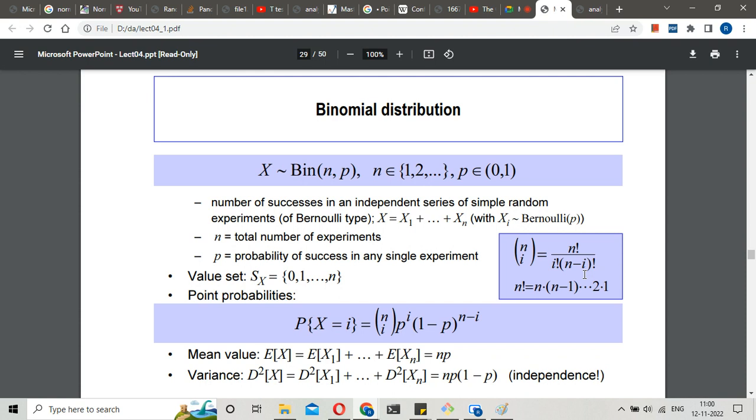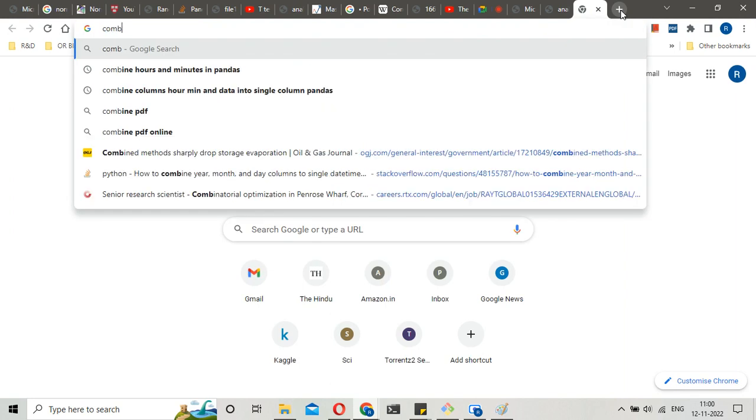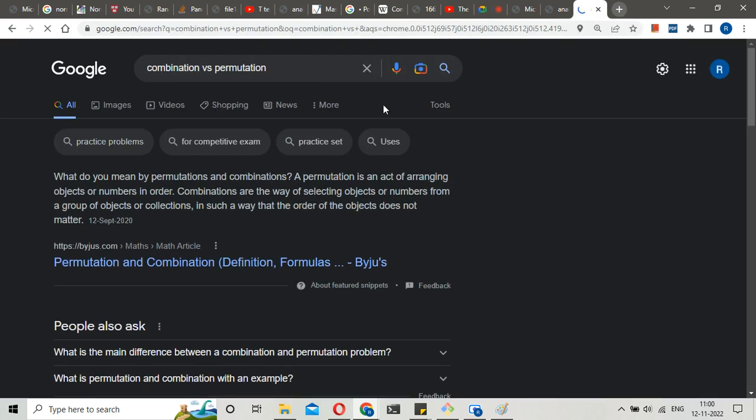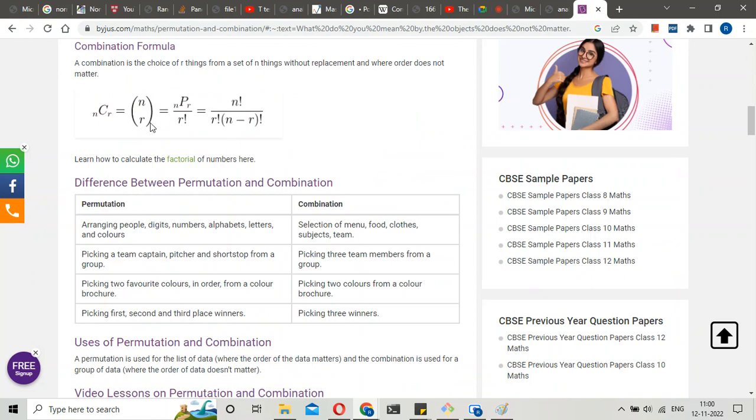Yes, Rishinu, I was trying to read that nCr box. Yeah, how we call this nCr actually. In the permutation and combination class, if you had combination versus permutation, they have these formulas, right? Yeah, this one.